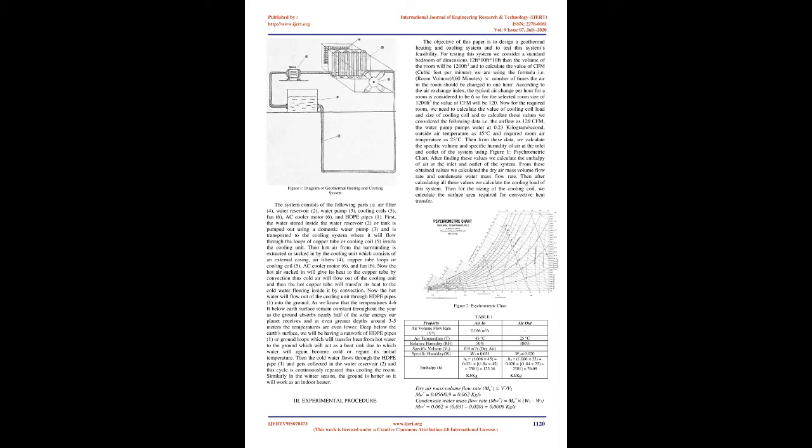Then hot air from the surroundings is extracted or sucked in by the cooling unit, which consists of an external casing, air filters (4), copper tube loops or cooling coil (5), AC cooler motor (6), and fan (6). Now the hot air sucked in will give its heat to the copper tube by convection, thus cold air will flow out of the cooling unit, and then the hot copper tube will transfer its heat to the cold water flowing inside it by convection.